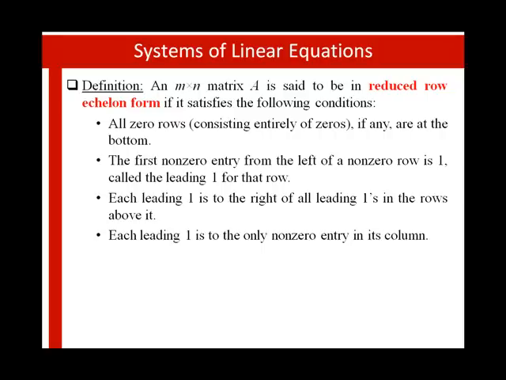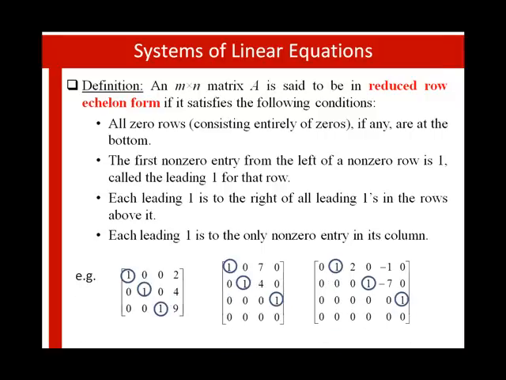The first non-zero entry from the left of a non-zero row is 1, called the leading 1 for that row, as seen below in the example. Each leading 1 is to the right of all leading 1s in the row above it. Each leading 1 is the only non-zero entry in its column.